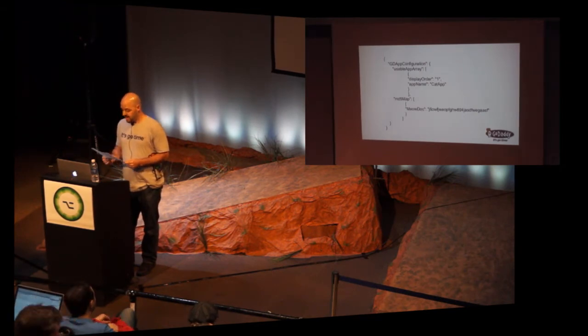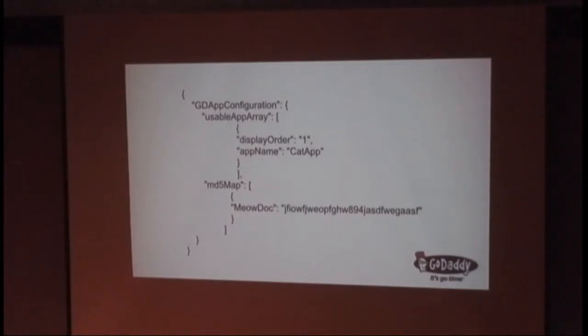Here's an example of a GDAppConfiguration that has one usable app and an MD5 for a Meow doc. If this Meow doc MD5 doesn't match the Meow doc MD5 that is archived, we will download a new Meow doc and archive it, right Meow?